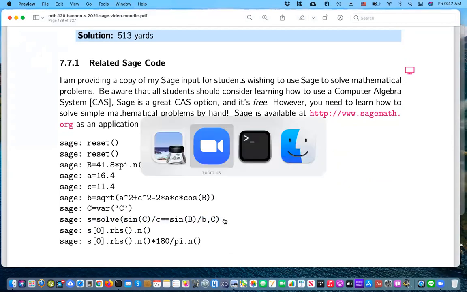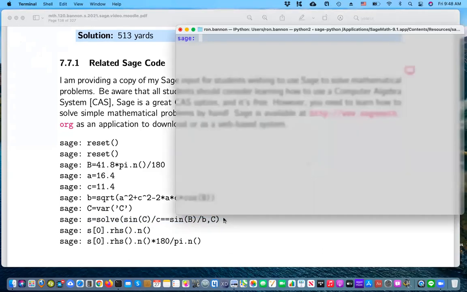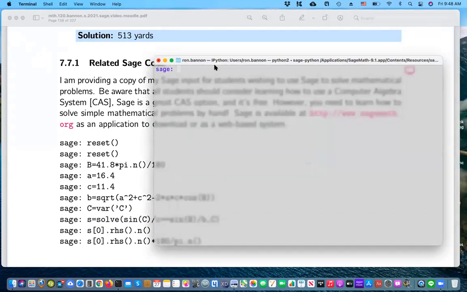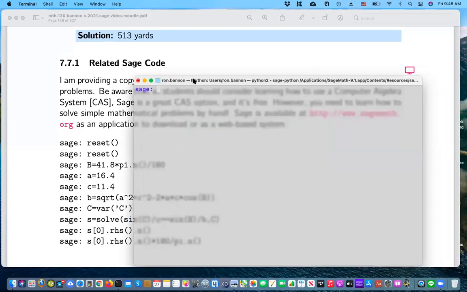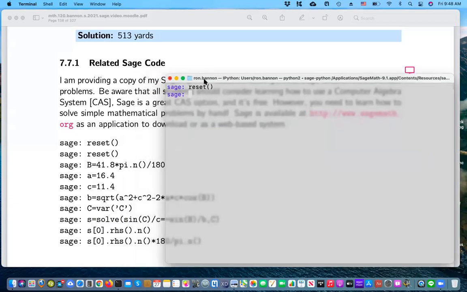I'm going to go to my terminal. You can use CodeCalc if you prefer. It's really the same thing. Terminal's easier for me though, because I can see through it, and I'm going to start typing things in. I notice I got reset down twice. No, you don't need to do that. It was a mistake on my end for typing it twice.